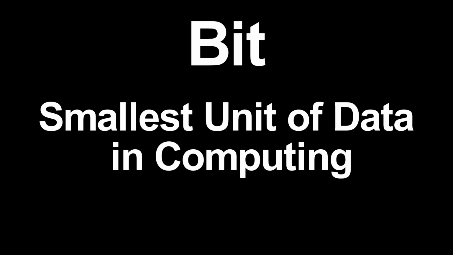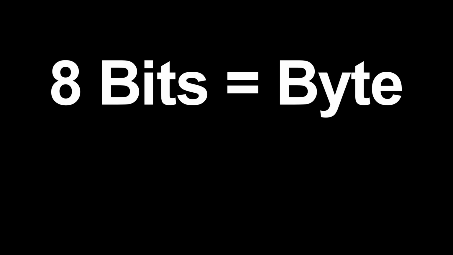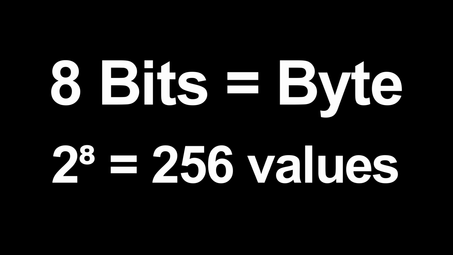A bit is the smallest unit of data in computing and represents a binary digit. A collection of bits represents data. For example, 8 bits represents a byte, which can technically represent 256 different values from 0 to 255.